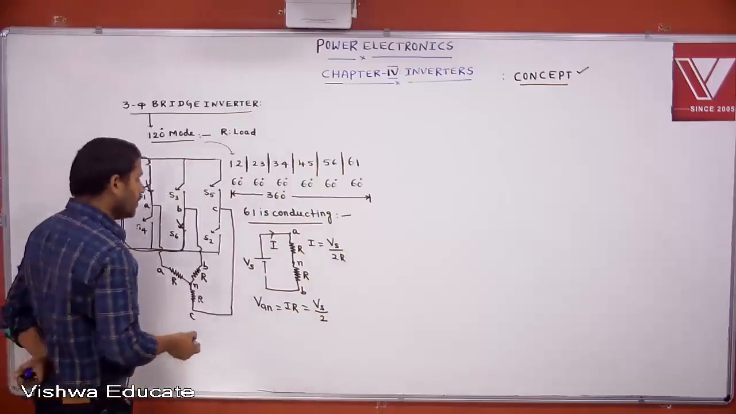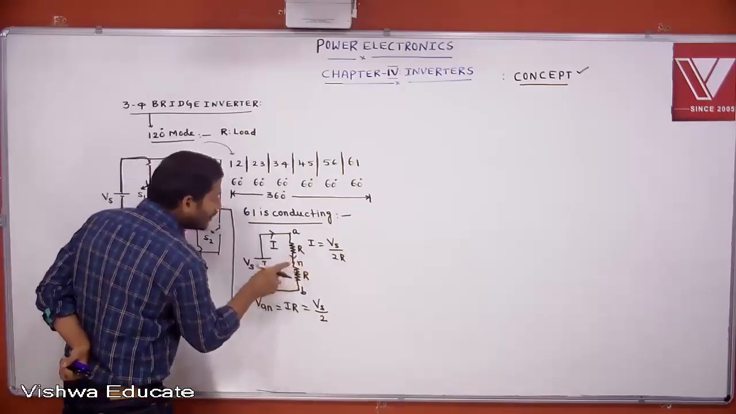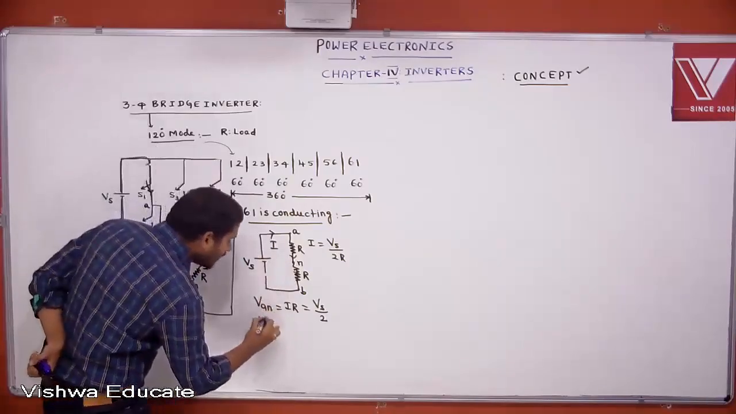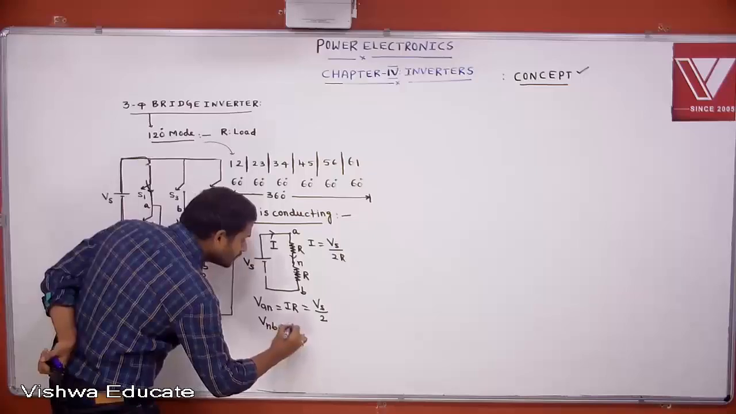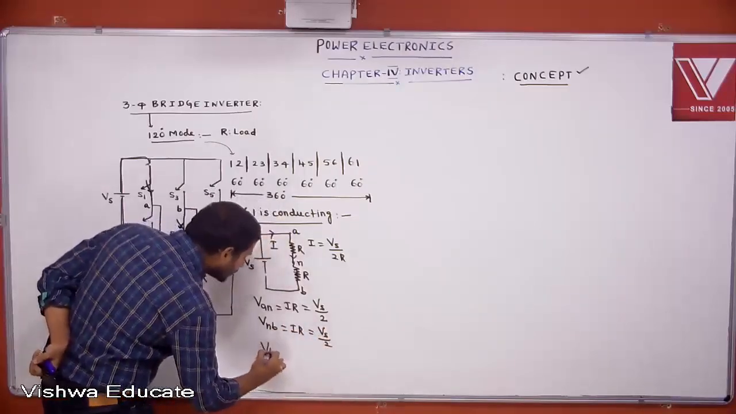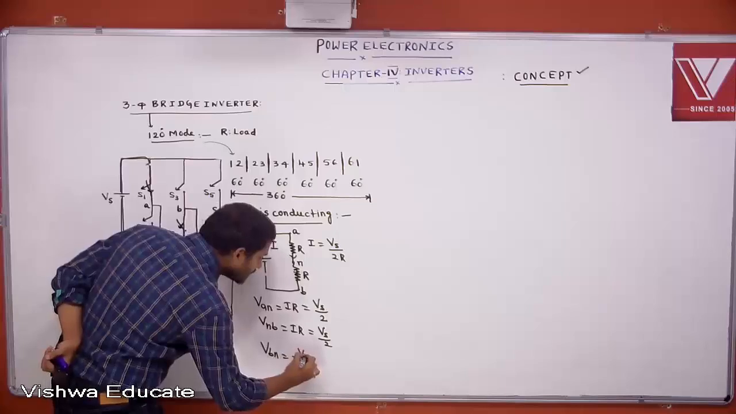Now you can define current is entering at the neutral point. Wherever the current is entering, from that point you can define the voltage. Then you can define VBN. We get Vs by 2, but you want VBN as minus Vs by 2.